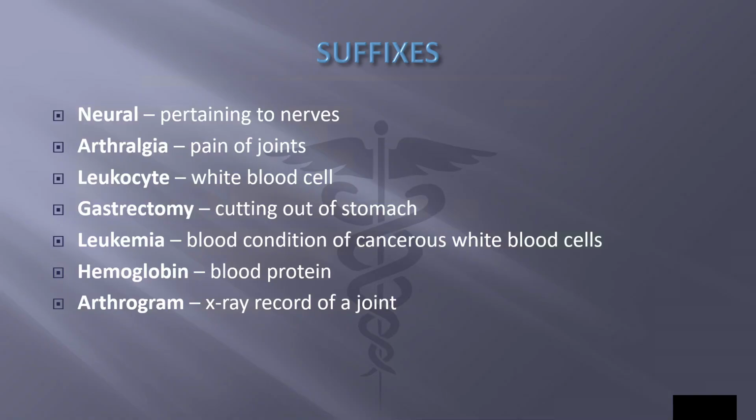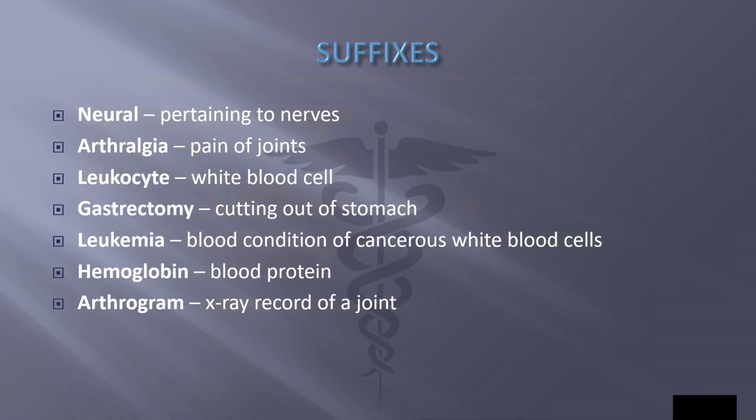Next is cyte. Cyte means cell. So leukocyte is a white blood cell. Our next suffix, ectomy. This is the cutting out, removal, or excision. So gastrectomy, the cutting out of stomach. In a partial or subtotal gastrectomy, only a portion of the stomach is removed.